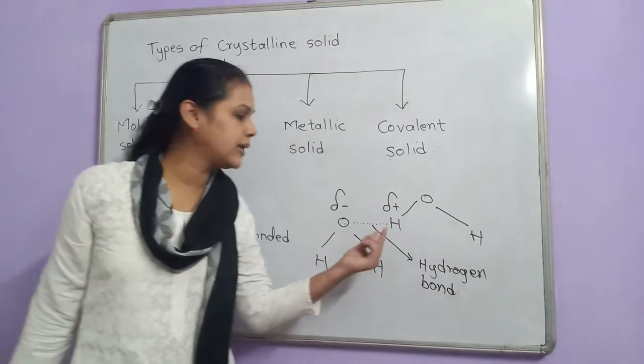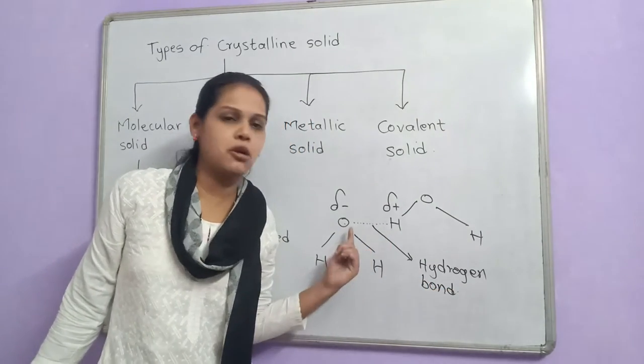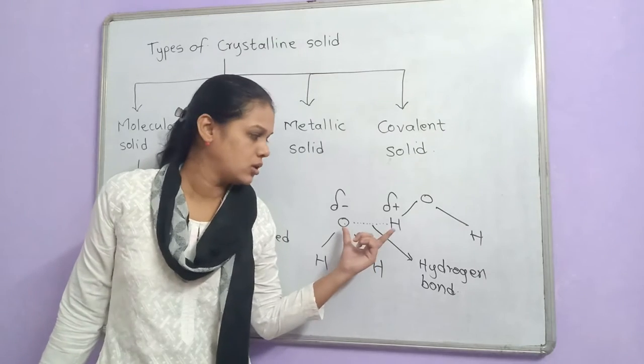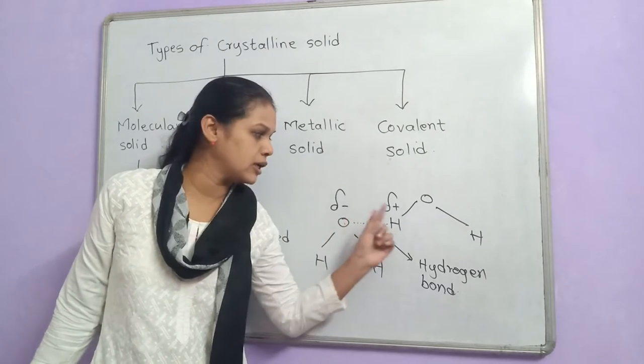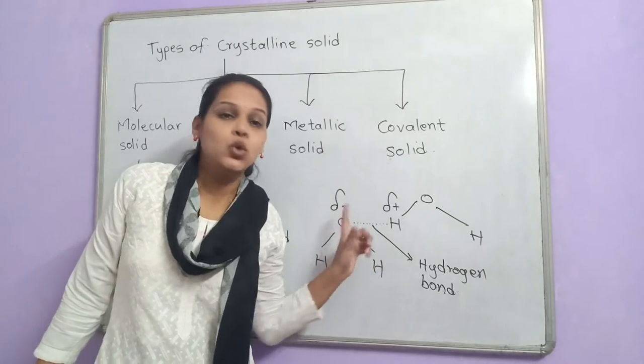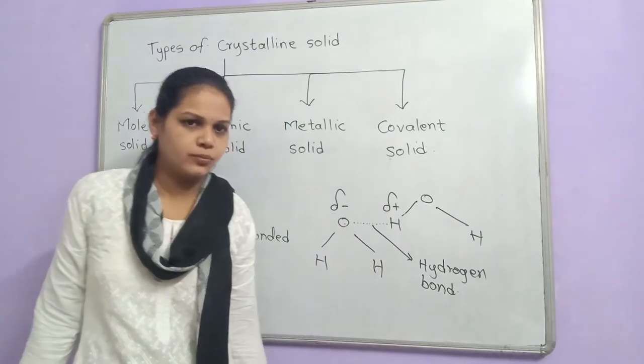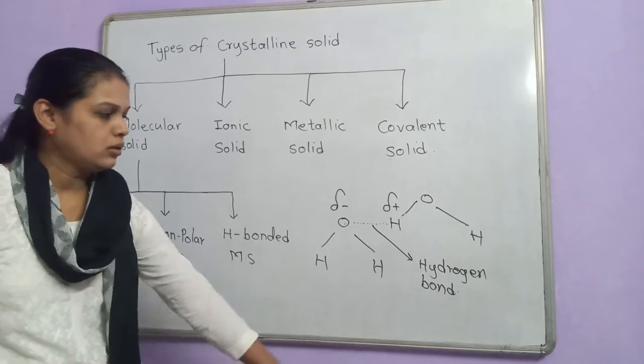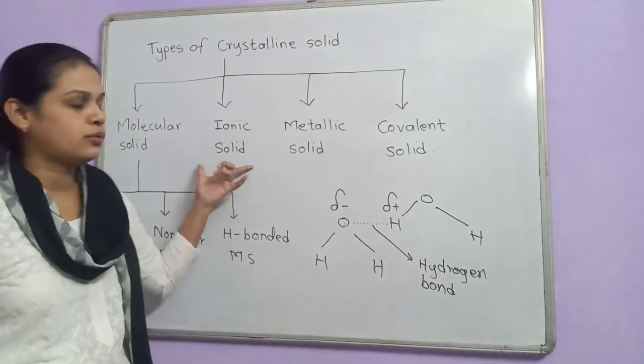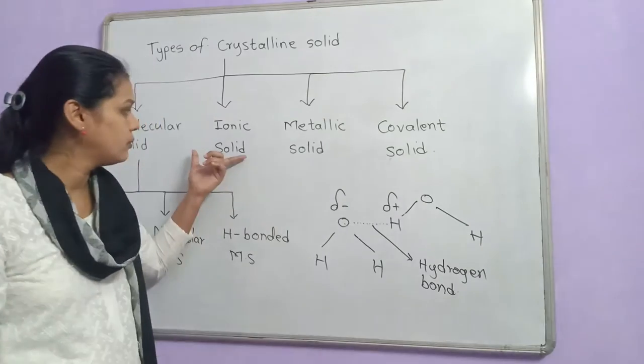Because the electronegativity difference between hydrogen and oxygen is very large, this will be polar in nature. You will observe two charges here, positive and negative charges. Okay. Now we will move towards ionic solids.